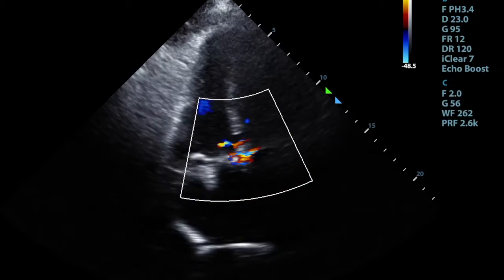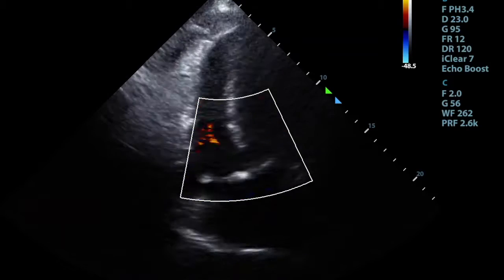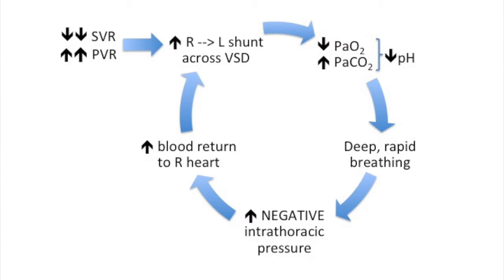They also classically have hypercyanotic spells, sometimes called TET spells, precipitated by either decreased systemic venous return, tachycardia, dehydration, waking from sleep, or increased pulmonary vascular resistance, crying, pooping. Once they enter the cycle of increased right-to-left shunting that this causes, it becomes worse and worse until you can break the cycle by relaxing the infundibulum or increasing systemic venous return. Measures that do these include calming the child, placing in a knee chest position, giving morphine, or even using direct pressure over the aorta.